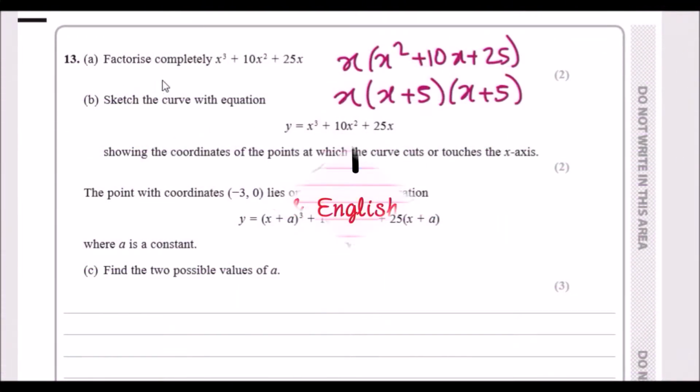So factorize completely x cubed plus 10x squared plus 25x. I've gone ahead and done it already, but the trick is to realize that we're just working with x's firstly. So to factorize x is easy. You're left with x squared plus 10x plus 25.